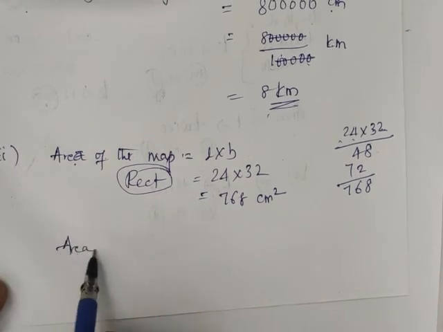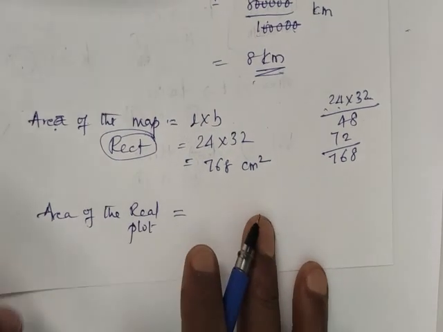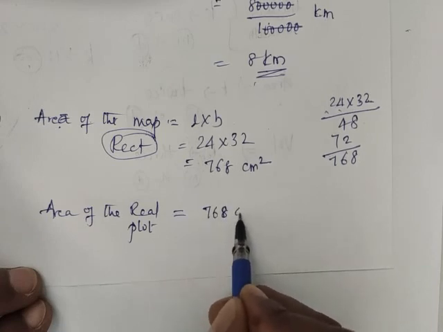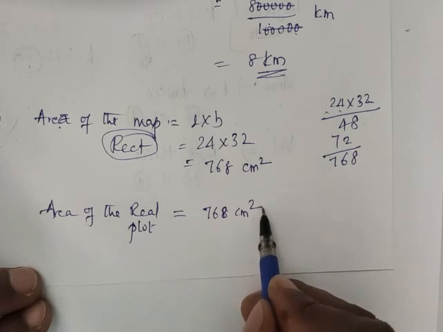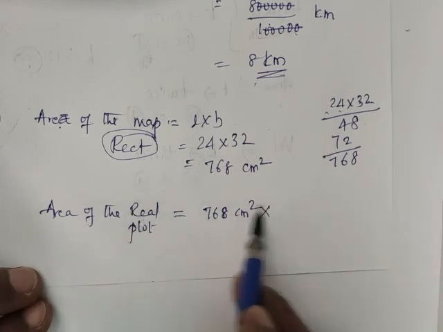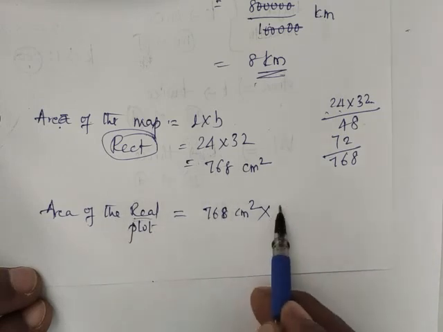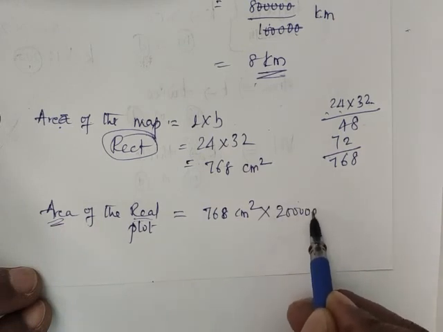Now the area of the real plot. How do we get the area of the real plot? The area of the map you already got, in centimeter square. To get the real one, I need to multiply. Remember, to get real, multiply. To get the map or model, divide. I want real, so I should multiply. But how many times? I am getting area, so I should multiply 2 times.